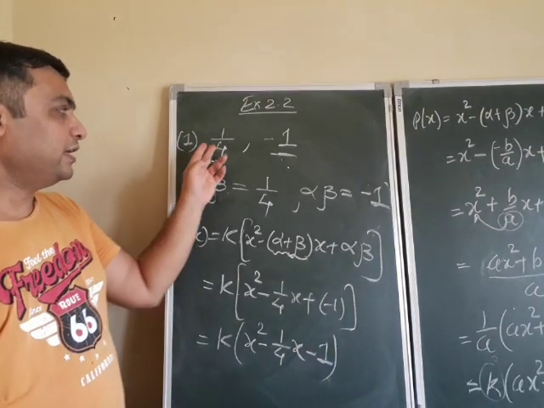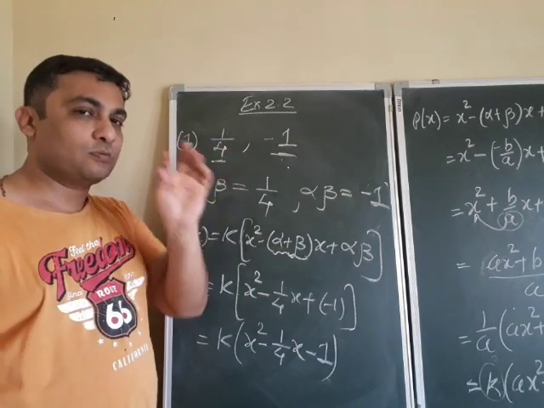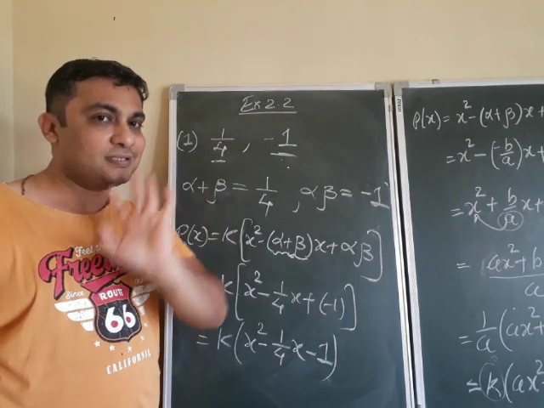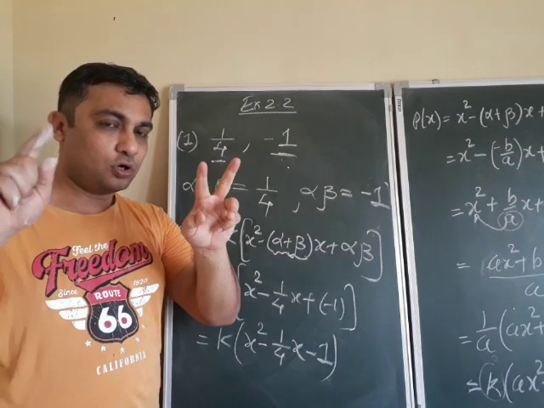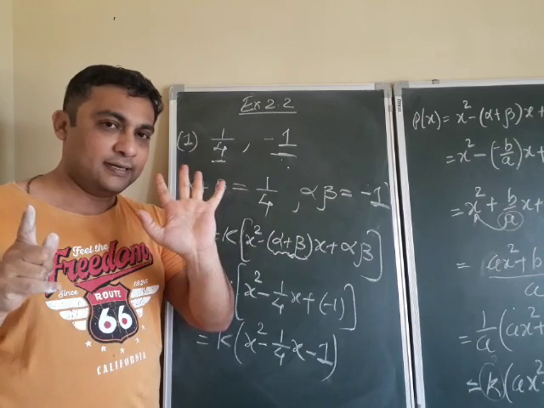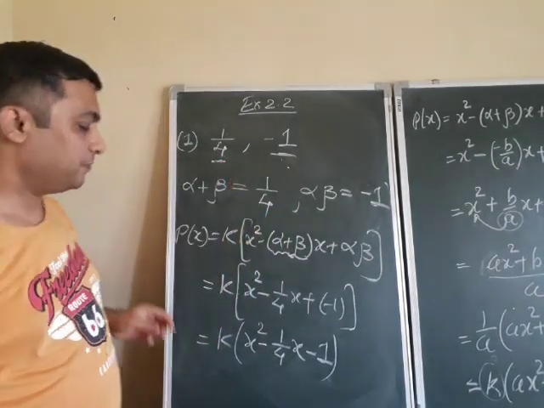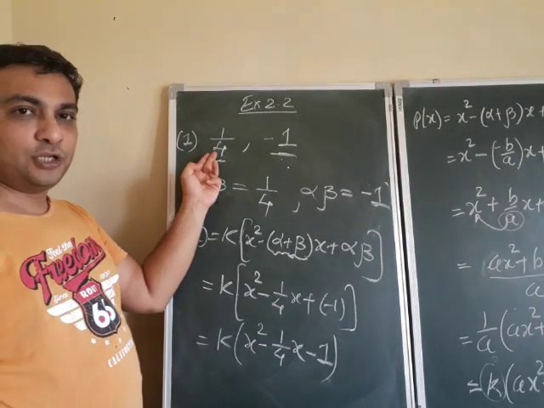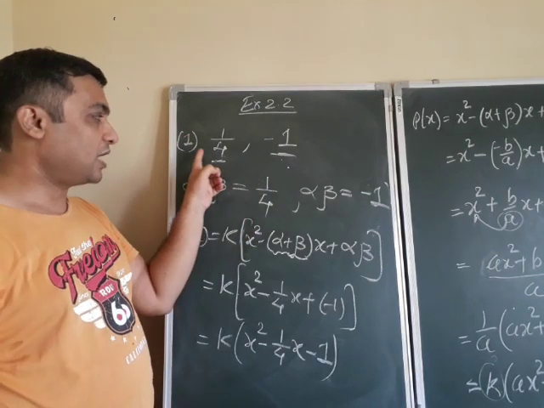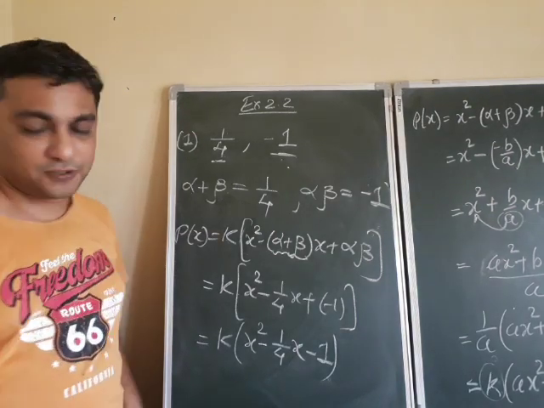Clear? Sum of the roots or sum of the zeros, both words are the same. Roots and zeros are both the same word. In case of a quadratic equation, they may be called roots. Understood or not? Fine. So this one is the sum of the zeros and this one is the product of the zeros. Alpha plus beta, alpha into beta. Please complete the example.